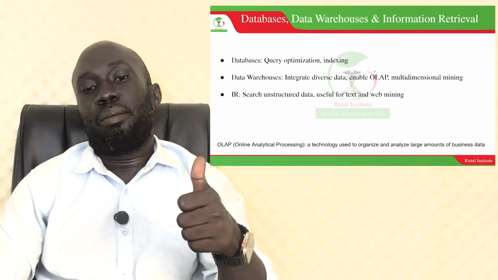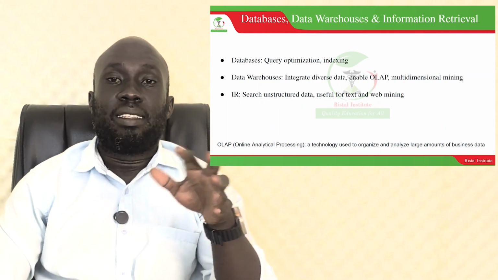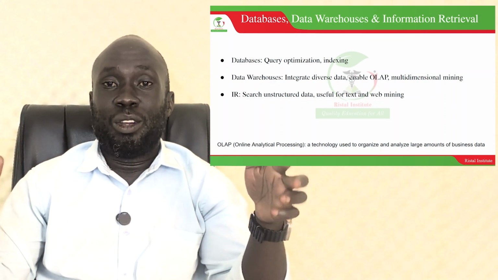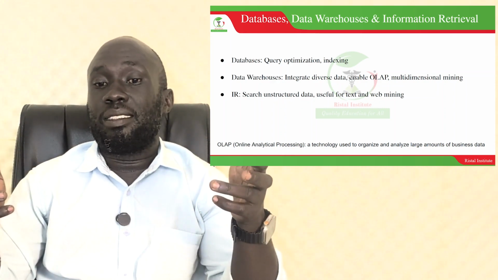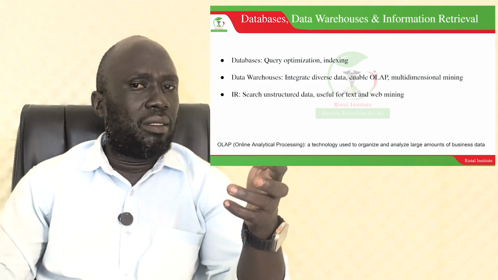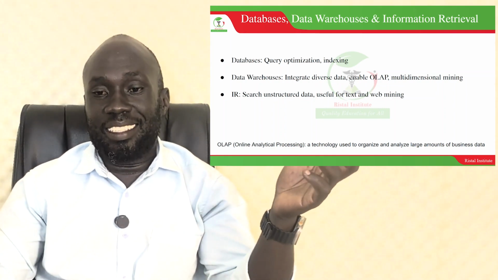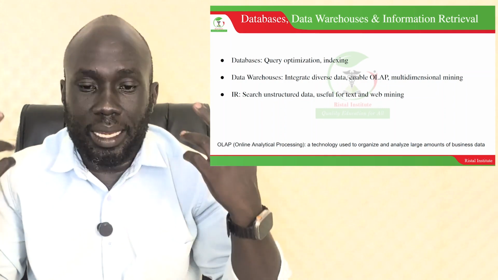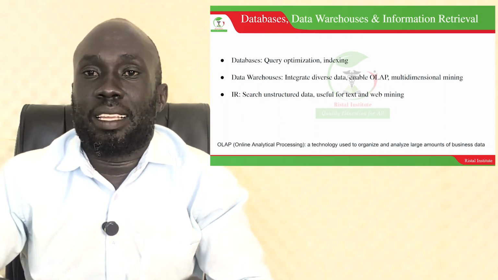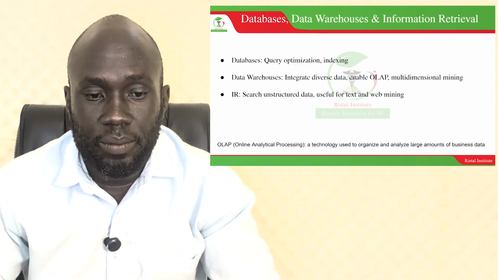Now, let's look at database, data warehouses, and information retrieval. Database, it's basically a base for data. Data warehouses, it's a large scale storage facility. From the word, we can actually grasp something. And then information retrieval, like there is a certain information that is stored somewhere, then you want to go and get that information.